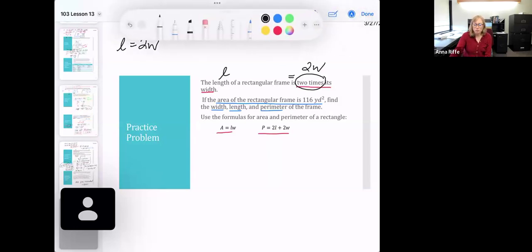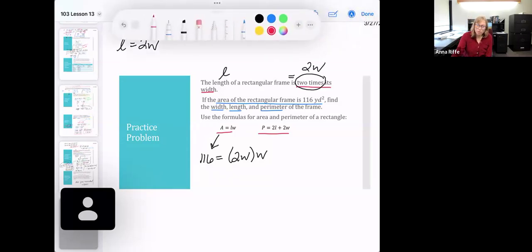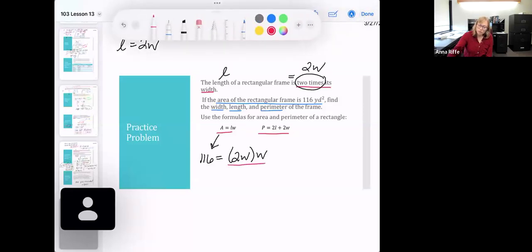And then we're given some information about area. So I'm going to start with that area equation. Area is 116 square yards is equal to length, which we can substitute 2W for, times width, W. So instead of length in that equation, I wrote 2W. And what that does is eliminate one variable, so I only have one variable to solve for. I can now solve.